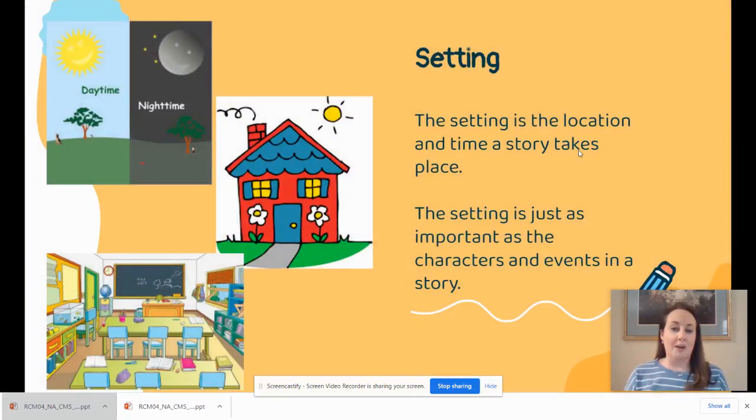So next we're going to talk about the setting. The setting is the location that the story takes place. It's also the time of the story. It could be daytime or nighttime. It could be something that happened in the past, or it could be something present day. But one thing about the setting is just as important as the characters and the events in the story. The setting often will set the tone, and also it relates to what is happening in the story or those events.